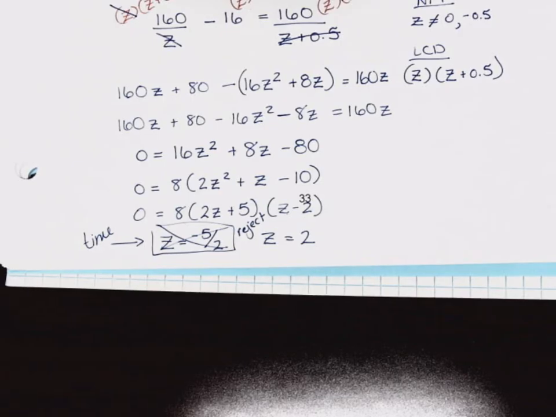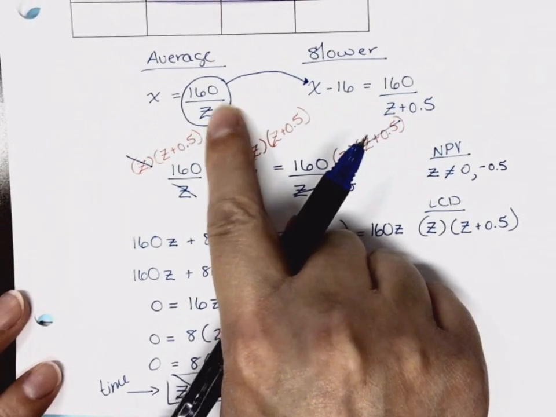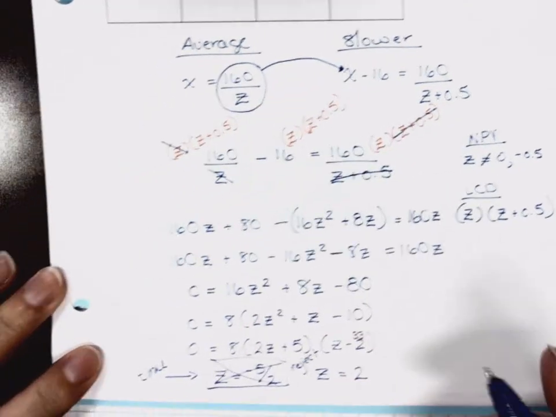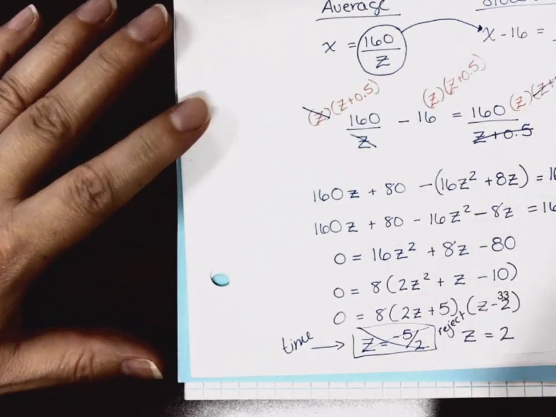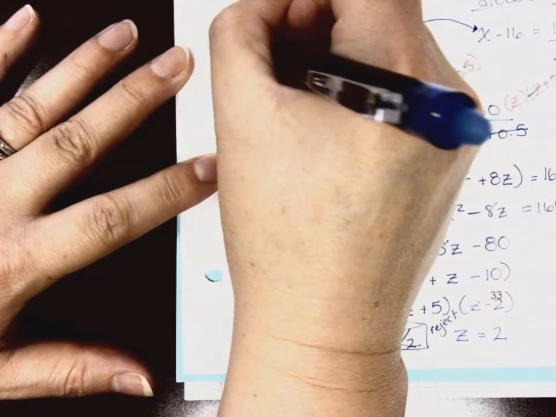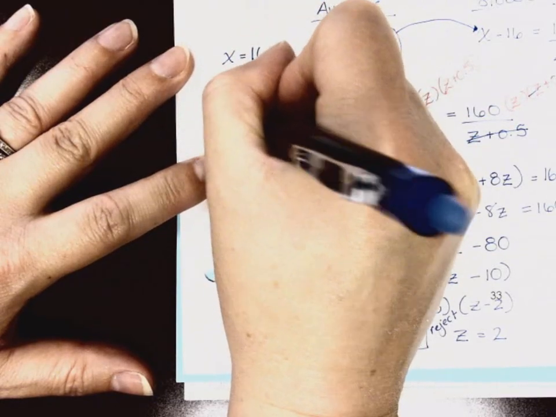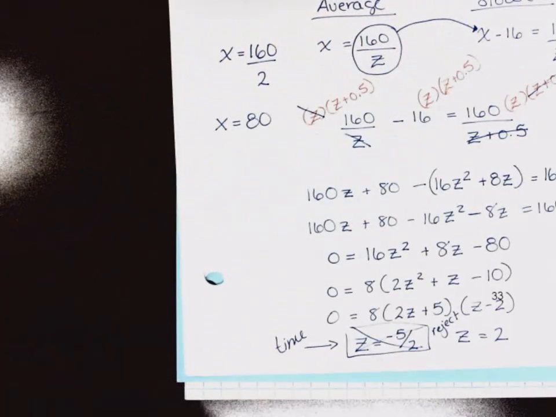Does that answer the question? No. Stupid question. What was the question asking? What's the average speed? So do we have a formula that we made for average speed? Yes. x equals 160 over z. Look at that. We made one right here. We're so smart. So we know z is 2. So I'm going to take x equals 160 divided by 2. x is equal to 80. I'm going to deduct you a half mark if you leave it there because x is a speed. Kilometers per hour.